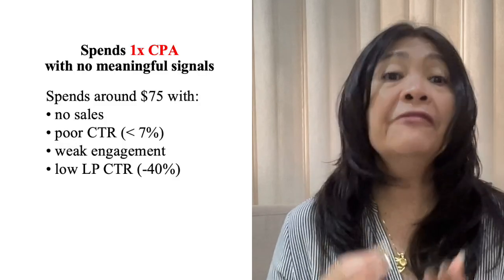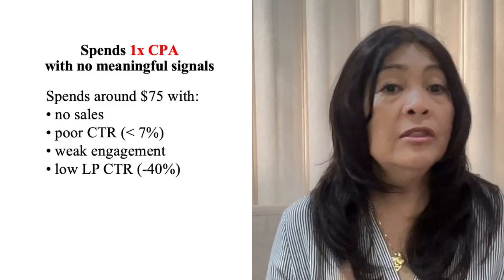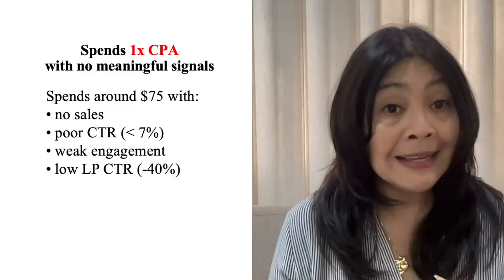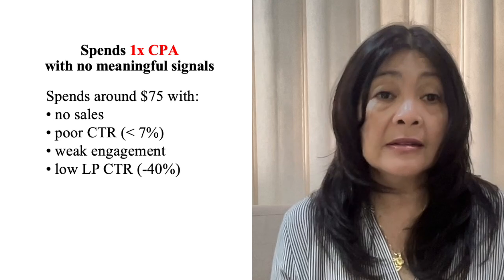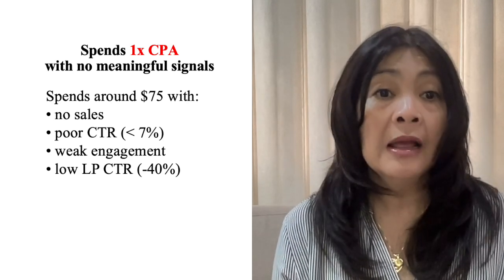Now, here's a simple beginner-friendly rule. If an ad set spends around 1 times CPA with no meaningful signals, it may be time to pause it. So in this example, if an ad set spends around $75 with no sale, poor CTR, less than 7%, or weak engagement, or low landing page CTR, that's usually a warning sign.